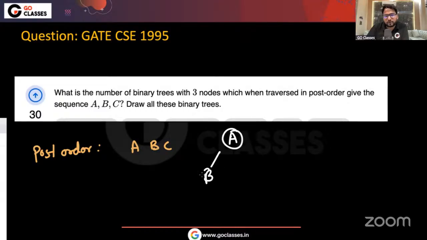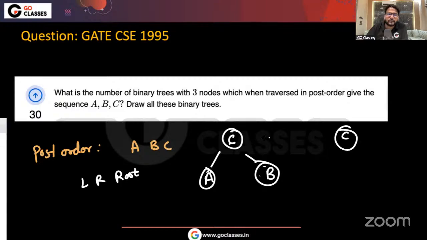So ABC, this is one tree. Basically this is left, right, and root, right? So sorry, C will be on the root, and A could be on the left, and B could be on the right. C will be on the root, and this whole thing could also be on the left. This AB could also be on the left, and here B will be the root, and then two possibilities: either A is here or A is here.